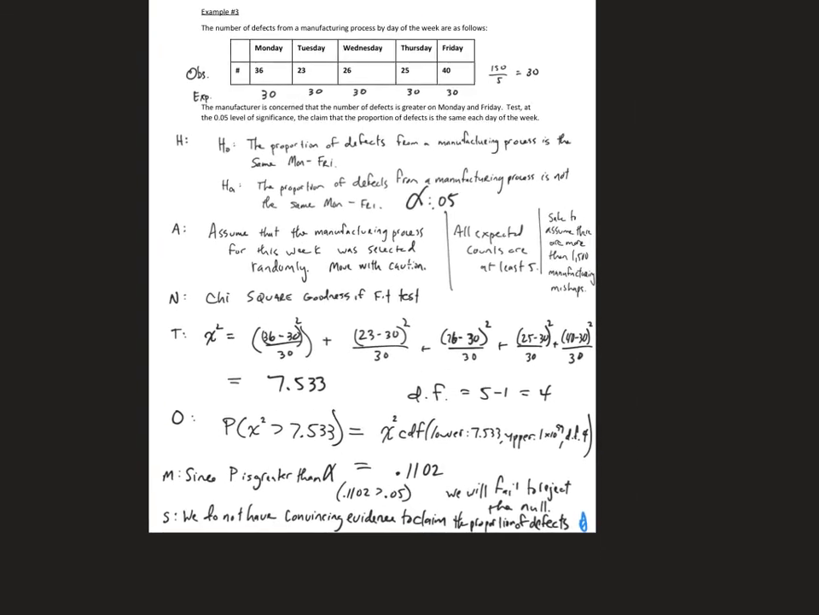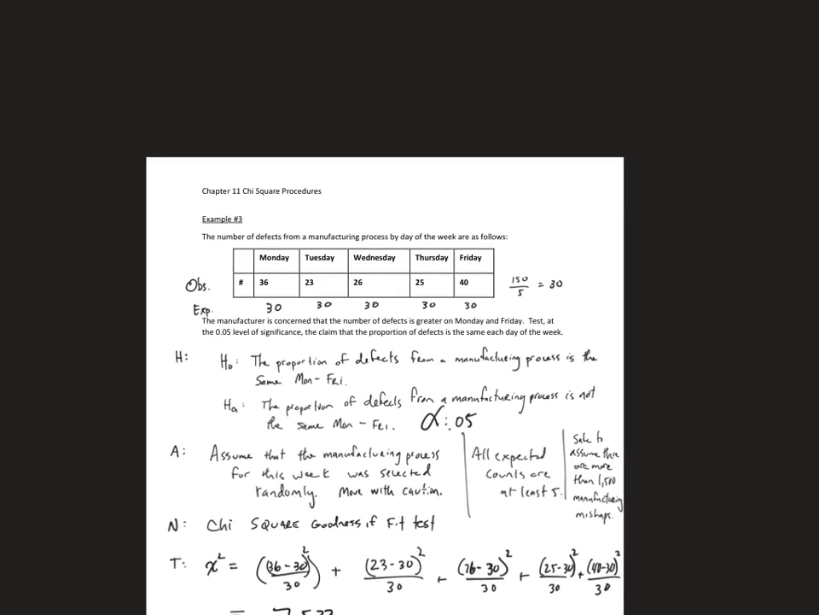So that's that example. I'll make a star so you guys could see it. I'll put that star and finish it up here. So to claim the proportion of defects from a manufacturing process is not the same Monday through Friday.